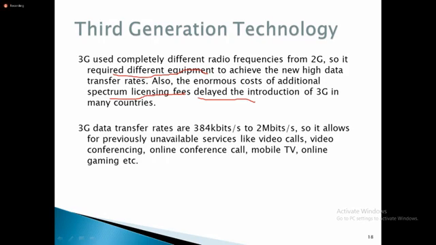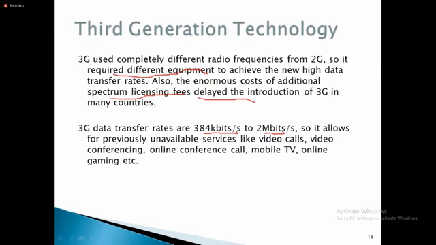So you have to buy the radio spectrum, right? When you buy the radio spectrum, it is not easy. It is very costly, right? So for third world countries, the 3G introduction was delayed because of this. Okay. Then 3G data transfer rates were 384 kbps up to 2 Mbps.